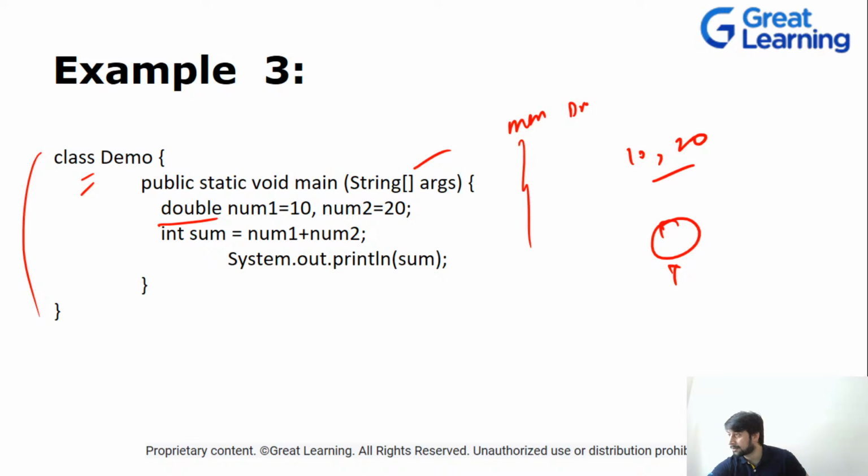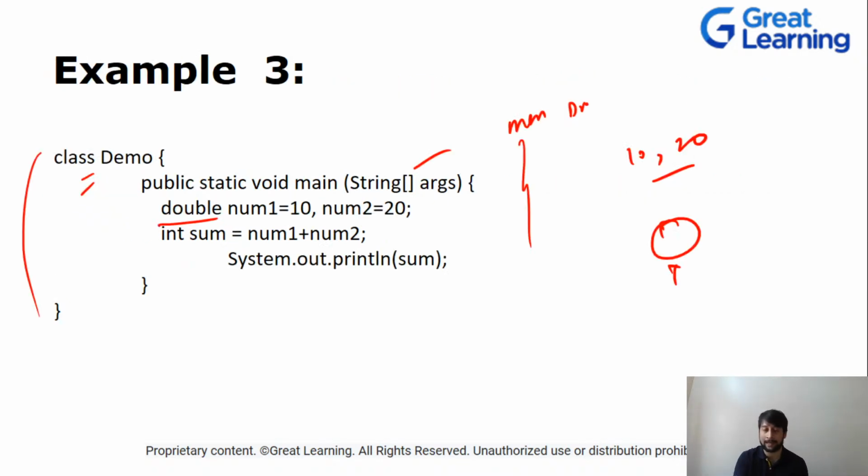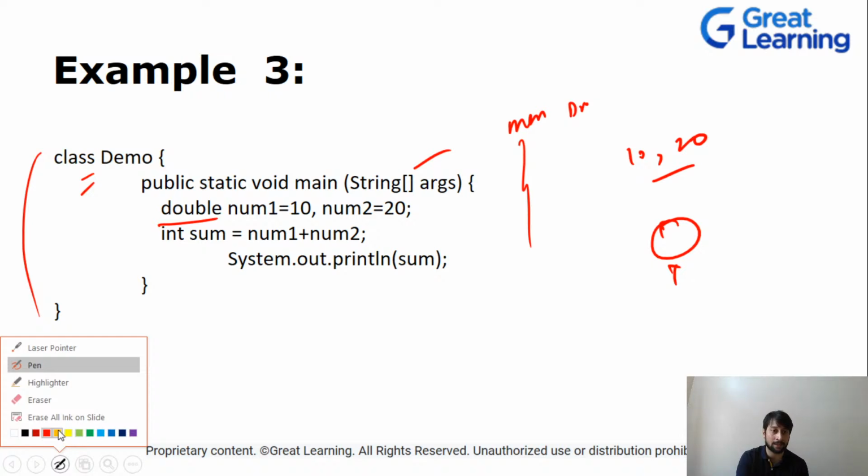Okay, typecasting error. Some data type is different. Okay, no error. Harsha says no error. Harsha, there is an error, and the error that you will be getting is incompatible types, possible lossy conversion. Now, what does this mean?